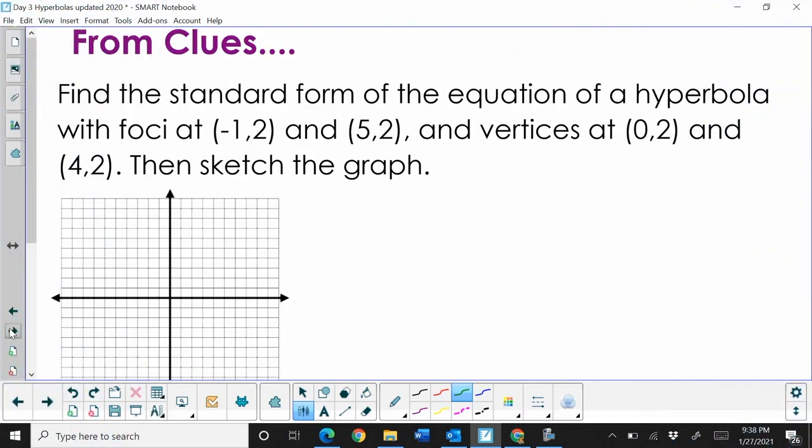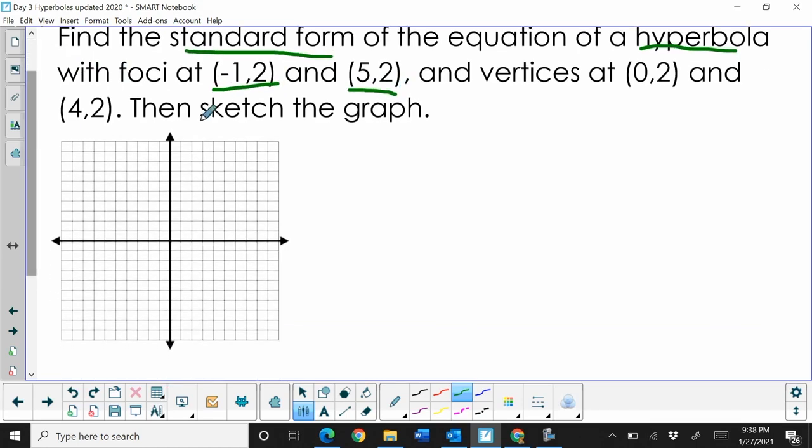Let's try one from clues. Okay, this one, let's see what information we're given. We're going to try to write the standard form of a hyperbola with a focus at (-5, 2) and (5, 2). So as we've learned in this unit, you need to draw a picture so you can see what you're dealing with.